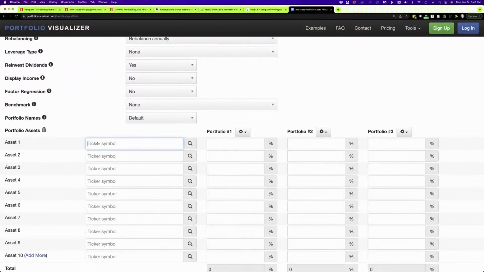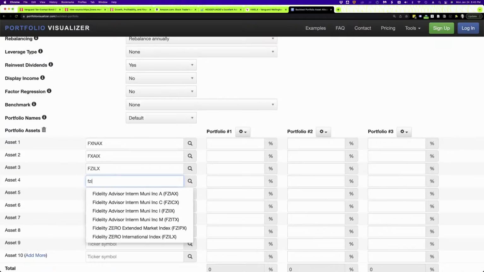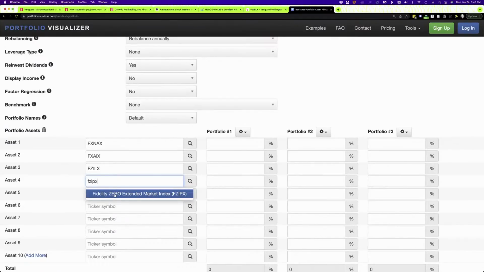He didn't mention percentages, but that's okay. He's got FXNAX. What's that? Oh, US bond. Okay. He's got FXAIX. That's the S&P 500. FZILX. That's the international, that's the zero fund, but it's an international fund. FZIPX, which is also a zero fund, that's extended market. So this covers large US companies. Extended market would cover mid cap, and I guess small, maybe small too. I'd have to look it up.